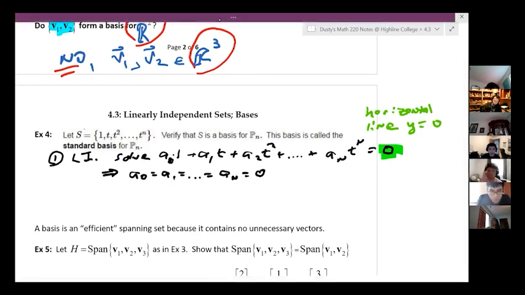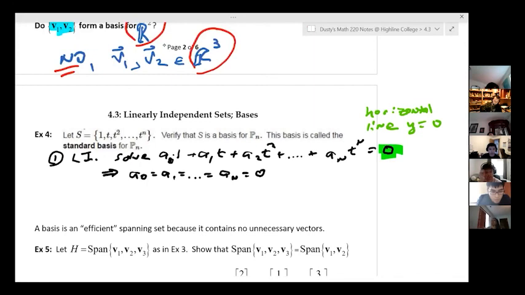So second, we need to look at span. Okay. So we could ask ourselves, do these vectors span Pn? And I think it should be clear.